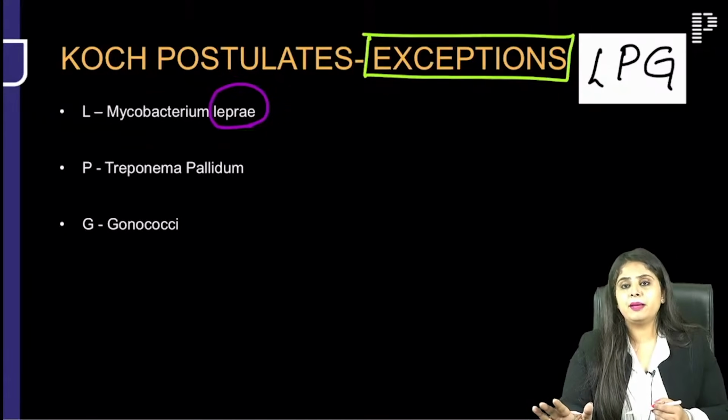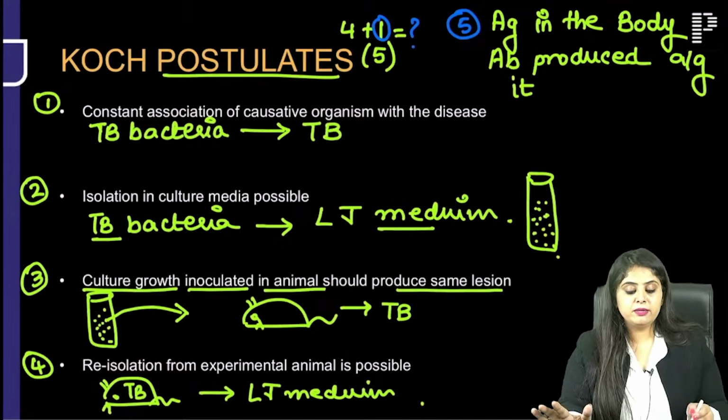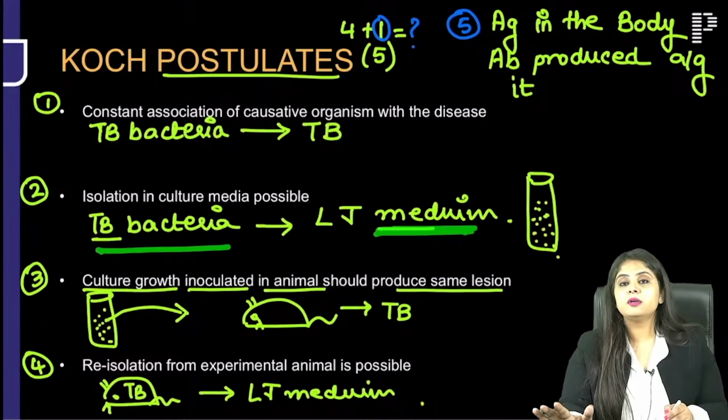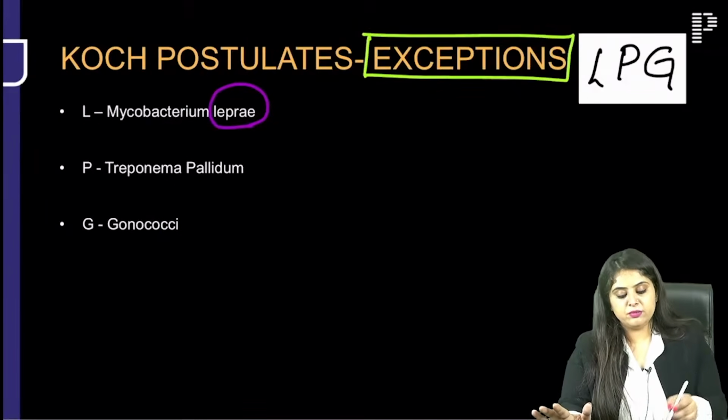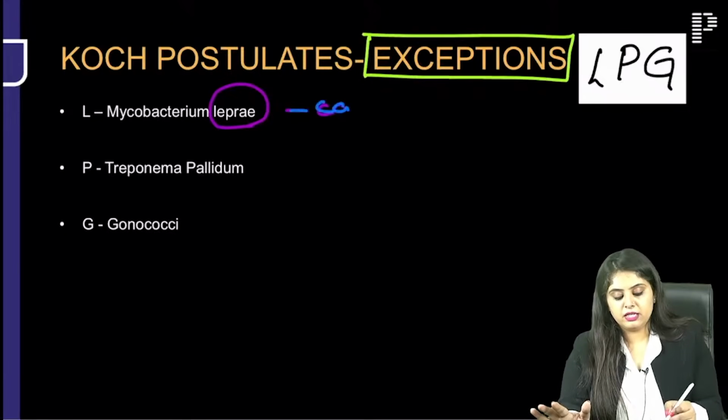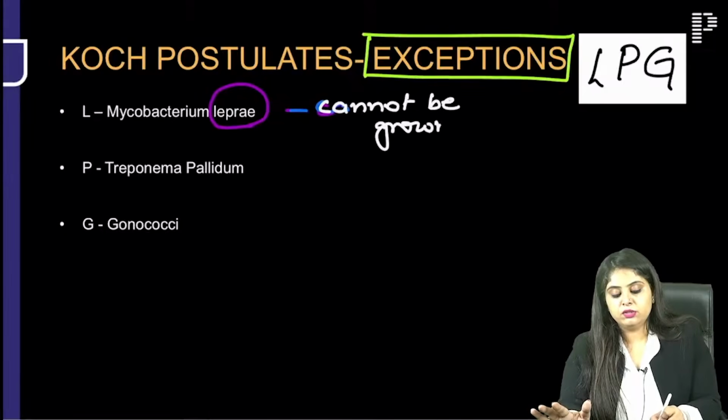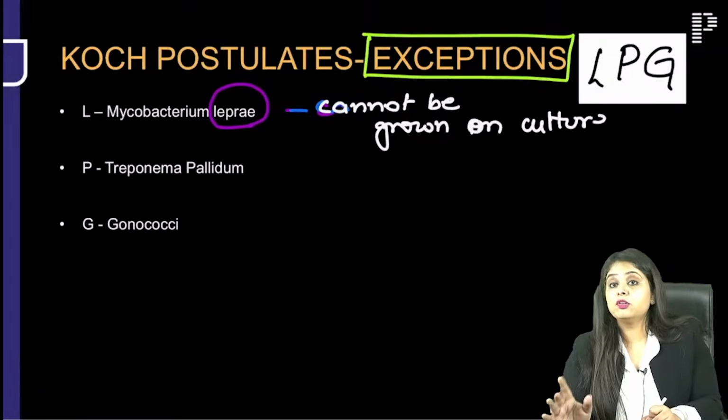कौन सा rule break करा मैम? I had told you a rule that bacteria should be able to grow in some culture media. Lepra says, no, I will not grow in any culture media. Mycobacterium leprae cannot be grown on any culture media. So then, is it following the Koch postulates? No, it is not. This means it's a rule breaker.